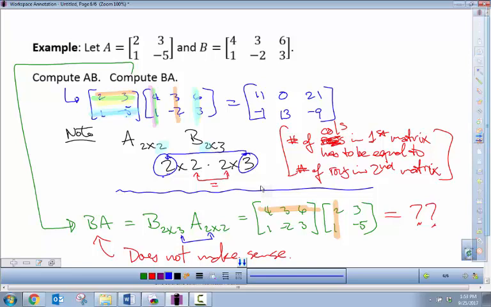No. Even if they're the same size, your answers might be different. So even if they're the same size, which means you can do it, your answers might still be different.